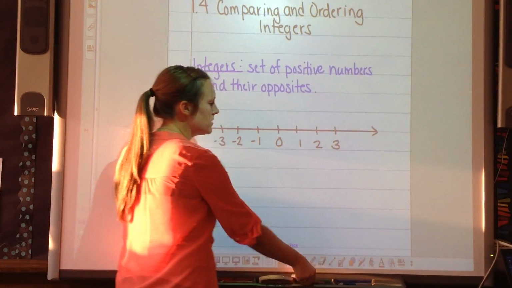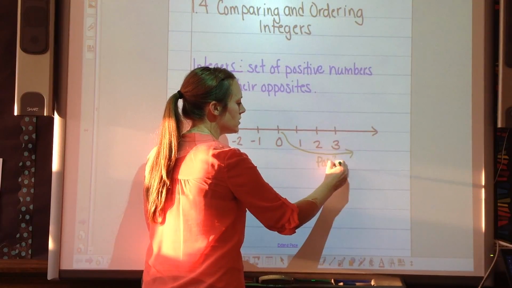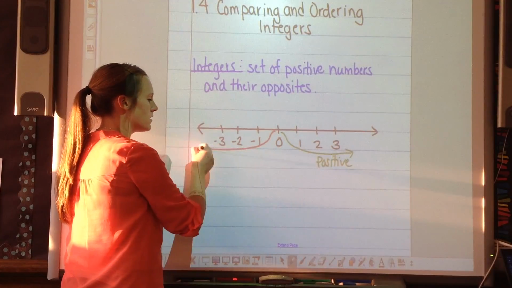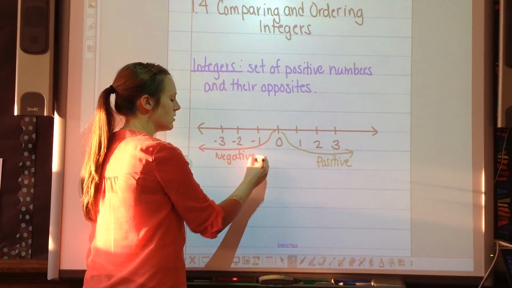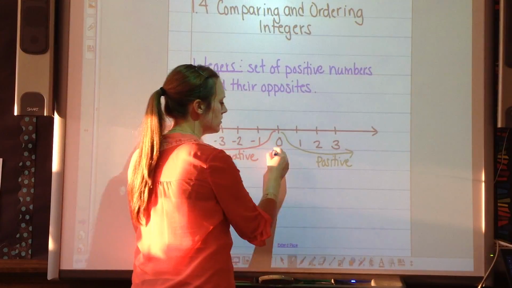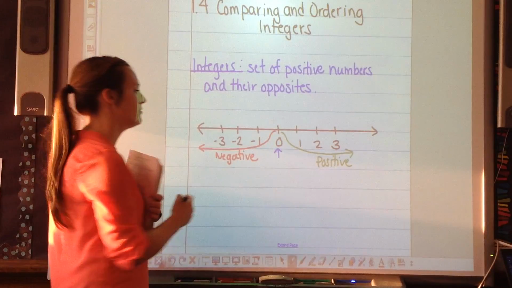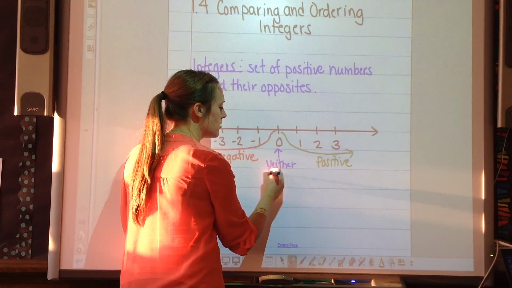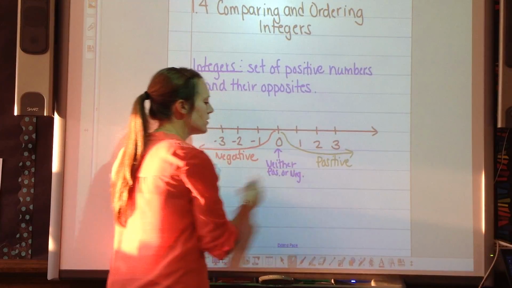Okay. Positive numbers are always to the right of 0. And negative numbers are always to the left. 0 is neither positive or negative. It's just 0.